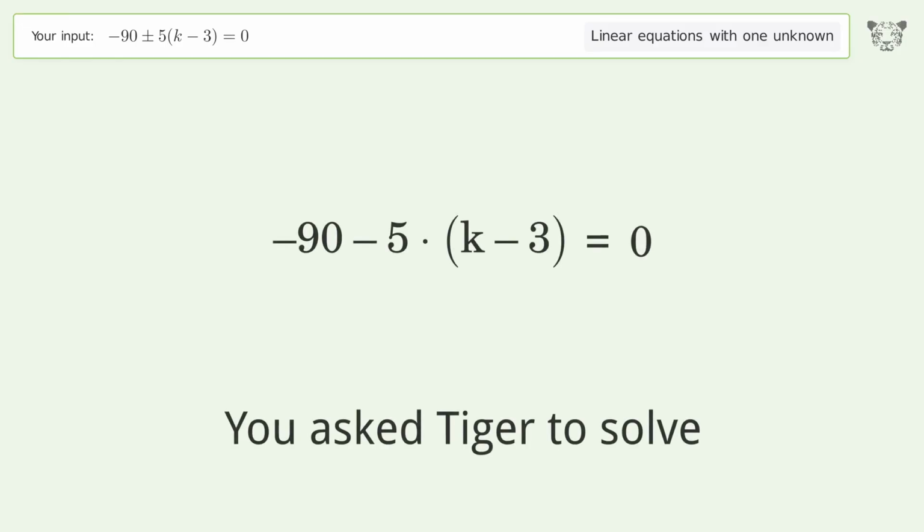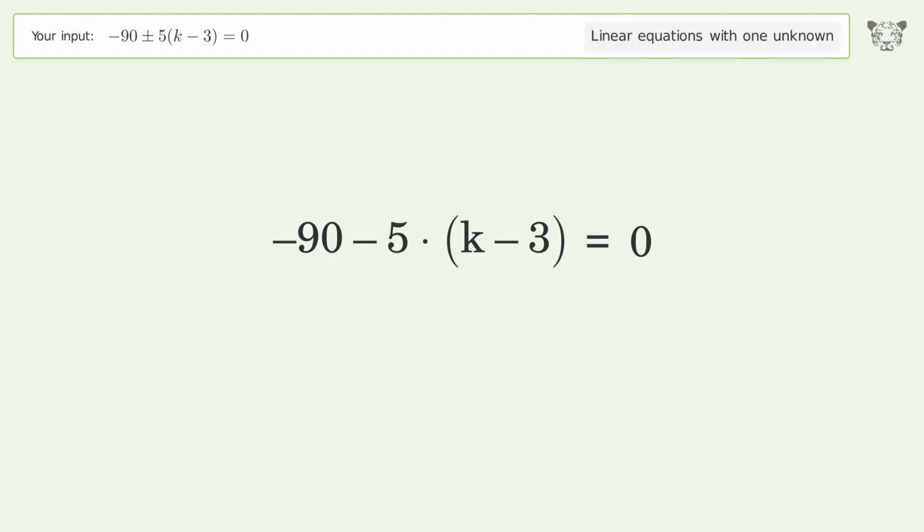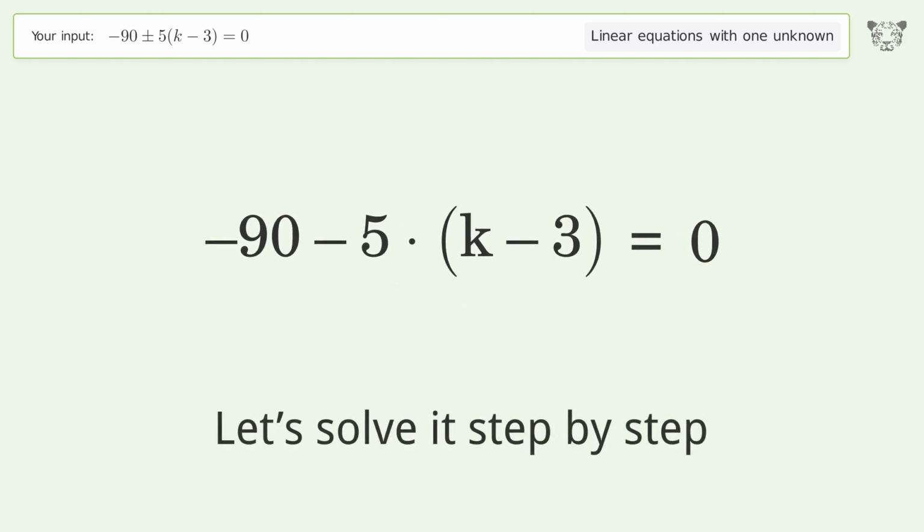You ask Tiger to solve. This deals with linear equations with one unknown. The final result is k equals -15. Let's solve it step by step.